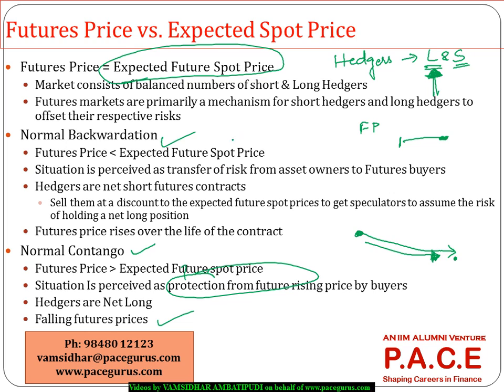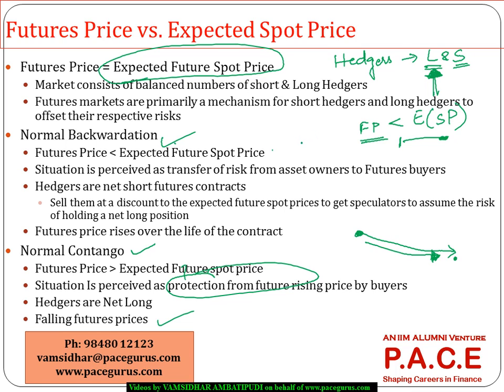The same logic, if I am assuming now, when we are talking about a normal backwardation, futures price is less than the expected spot price. Why? The reason is very simple. Here the seller of the asset thinks the prices may go down in future. So he wants to protect his position more. So the seller wants to lock the price, whereas the buyers are not that much bothered.